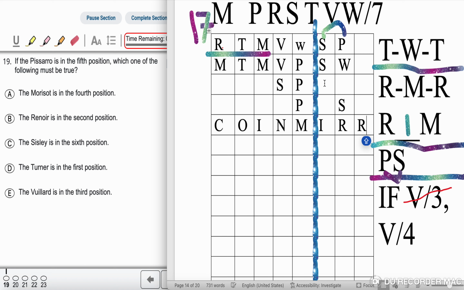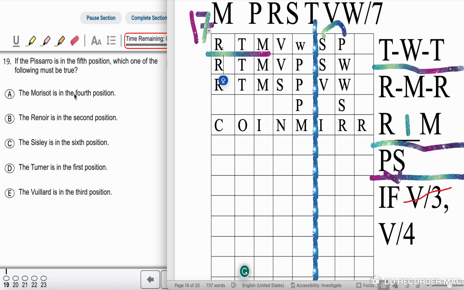So for this game board right here, I'm going to put the rest of the variables. I'm going to put S and P right here. So I'm going to put V, W. And let me use my coin mirror to put in R, T, M. With the coin mirror, it's quick and accurate. So let's see if we can answer some of these questions.